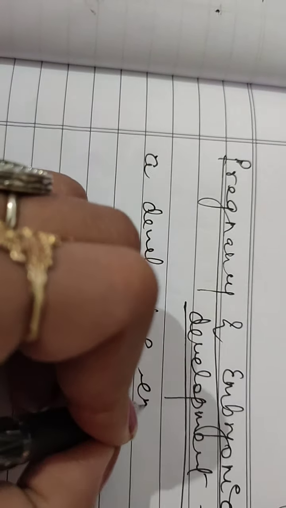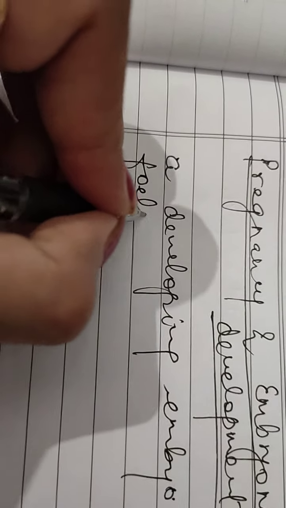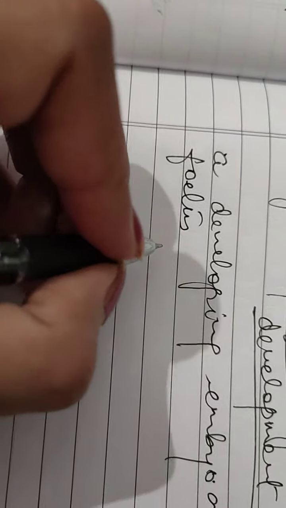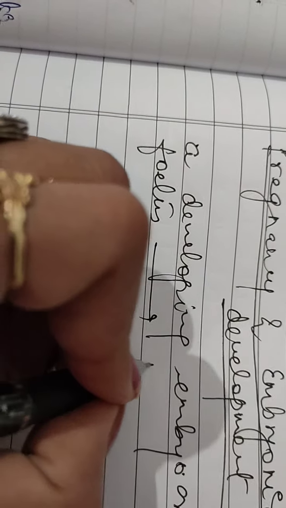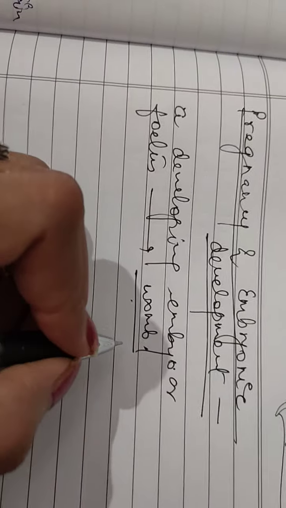So yesterday we saw how the blastocyst gets implanted at the uterus side. Now, pregnancy is the condition of having a developing embryo or fetus inside the womb of the mother, and the womb is also called the uterus.